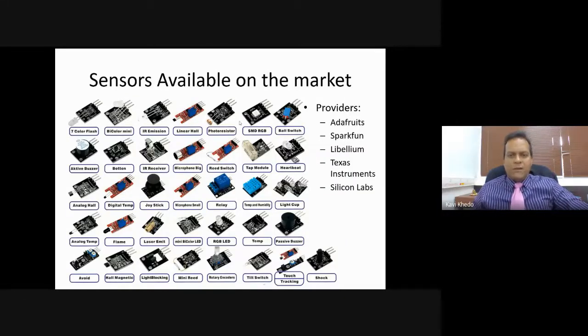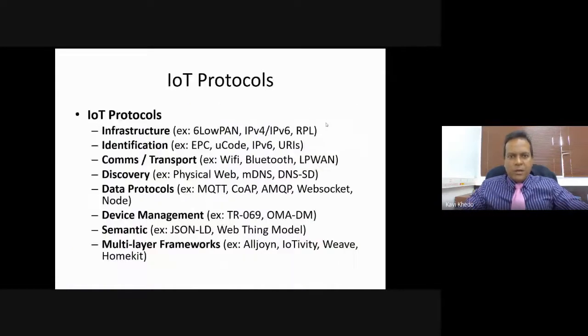So many sensors are already available in the market, and the price for the sensors has been going down a lot. Some popular providers of sensors are Adafruit, Sparkfun, Libelium. I think this is somewhere where we reached last week, so I'll refresh you on a few slides and we'll continue now.